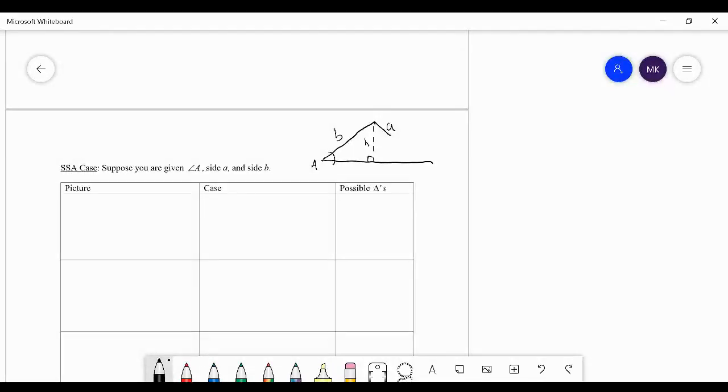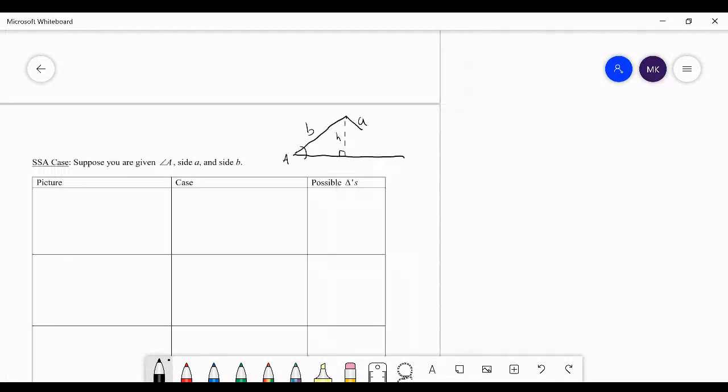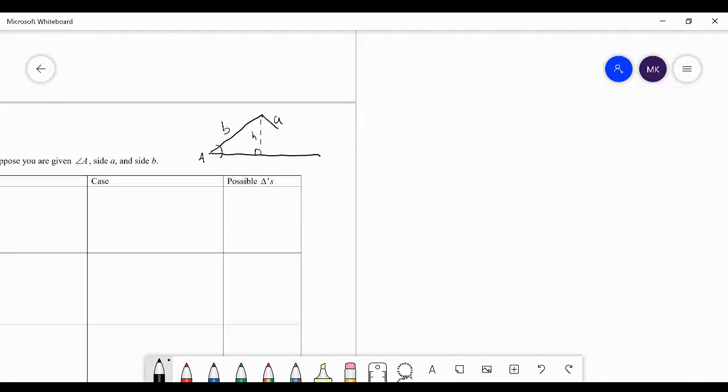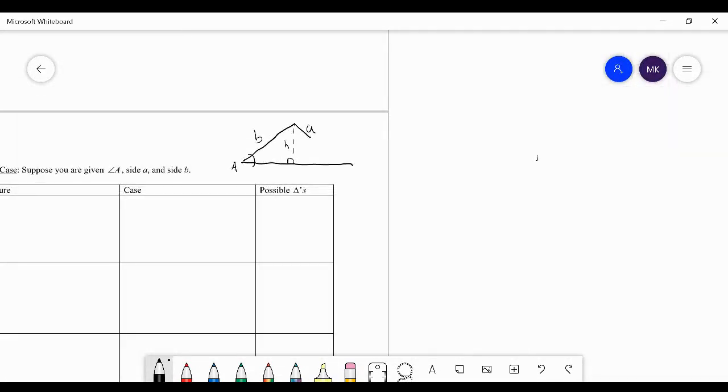Okay. Because we also have another possible case where our angle A is obtuse. Okay. And so if angle A is obtuse, that was a terrible straight line.